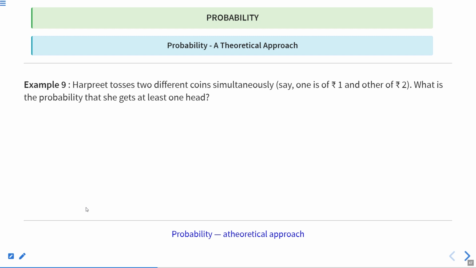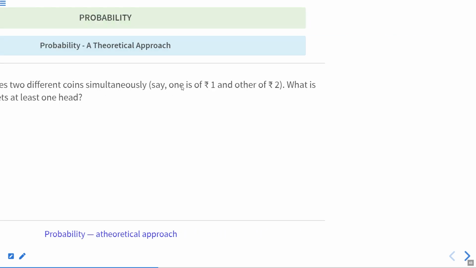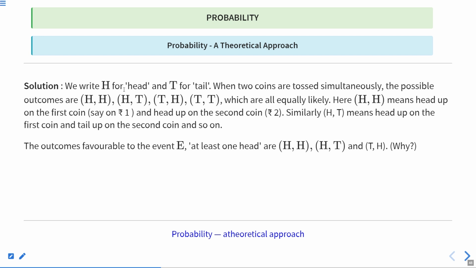In the next example, Harpreet tosses 2 different coins simultaneously, say one of rupees 1 and the other of rupees 2. What is the probability that she gets at least one head? So we need to find the probability that she gets at least one head. We write H for head and T for tail. When 2 coins are tossed simultaneously, the possible outcomes are HH, HT, TH, and TT, which are all equally likely.